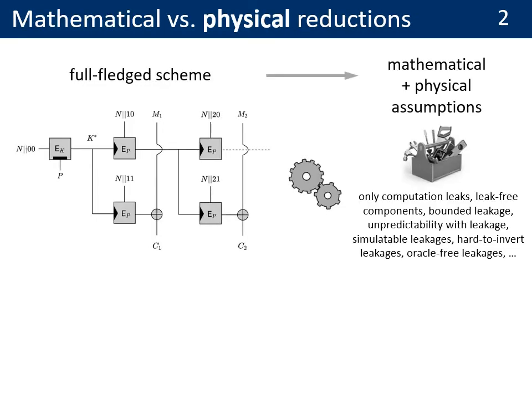In the case of physical security reductions, the main idea is the same. We want to reduce the security of a full-fledged scheme to a combination of mathematical and physical assumptions. The first difference here is that while we have a few mathematical assumptions that are well understood and established, we have a wider zoo of physical assumptions, all of them coming with pros and cons, and current analyses usually combine several physical assumptions in order to gain insights about the security of the modes.